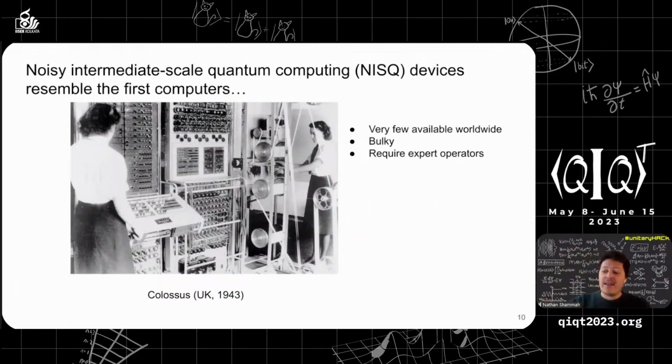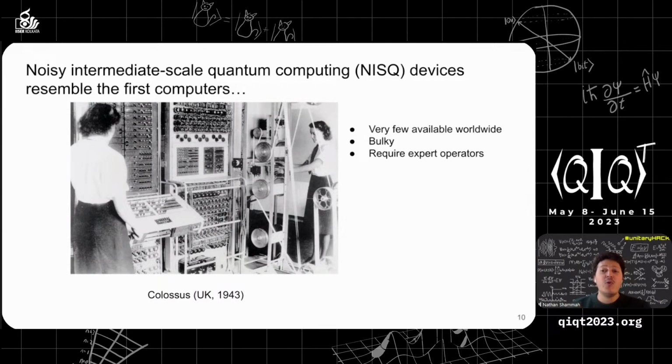Okay, so now let me really start the proper, more research and software-oriented part of the talk. We're going to focus in this talk on noisy intermediate scale quantum computing devices. They're also called by their acronym NISQ. They actually resemble the first computers, as you can see from this photograph of the Colossus mainframe in the 1940s.